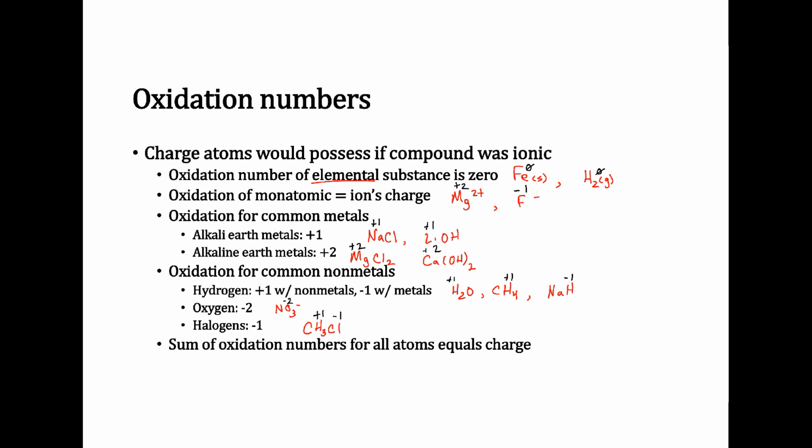If you have a monatomic ion, that just means one ion all by itself with a charge on it, whatever its charge is, that is the oxidation number. So for instance, magnesium 2+ has an oxidation number of +2, and the fluoride ion, F-, has an oxidation number of -1.